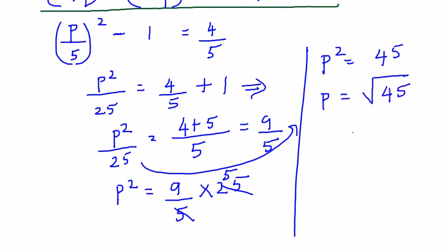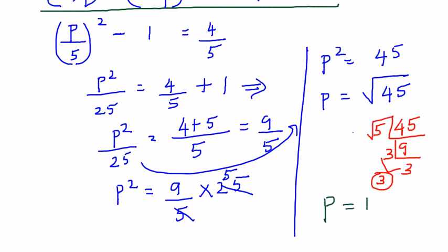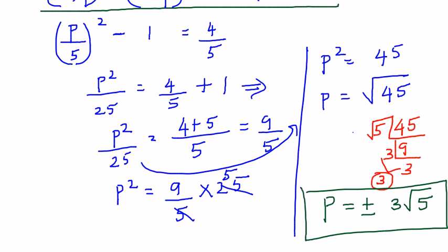We are taking square root on both sides. Now what is root 45? Do continuous division. 5 9s are 45. 3 3s are 9. So since it's a square root, for these two 3s we can take one 3 outside, and whatever remains stays under the square root. So you get the answer as p is equal to plus or minus 3 root 5. Don't forget the plus or minus because it is a square root, right?